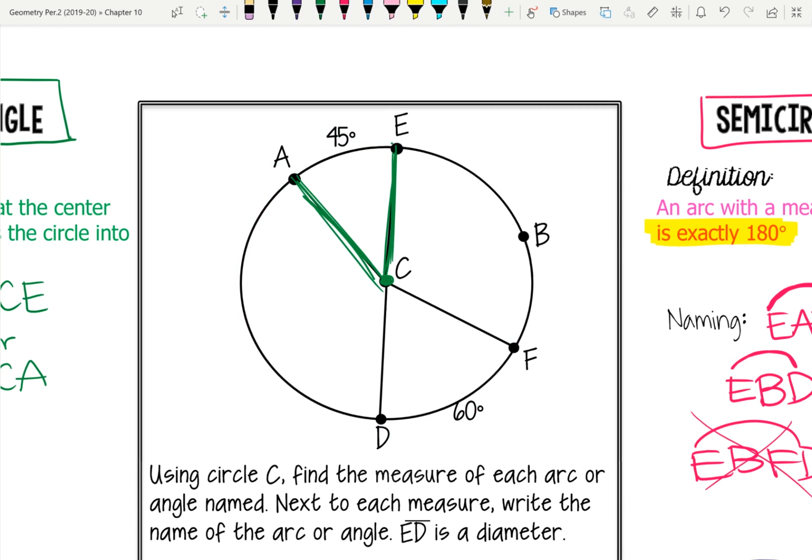Another example of a major arc could be anything. What if I start on B and I go all the way around to D? I know that's a major arc because it's greater than a half circle. Since I start with B and end on D, let's pick a letter. E happens to be in between. So another example would be arc BED.